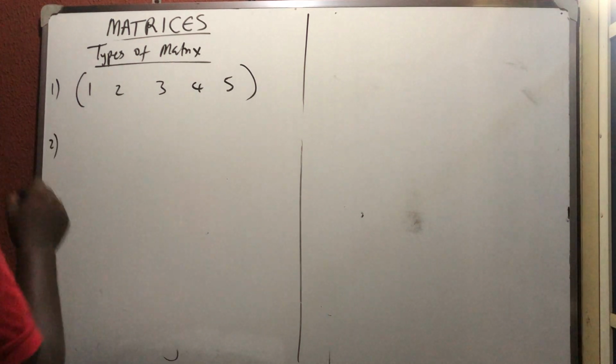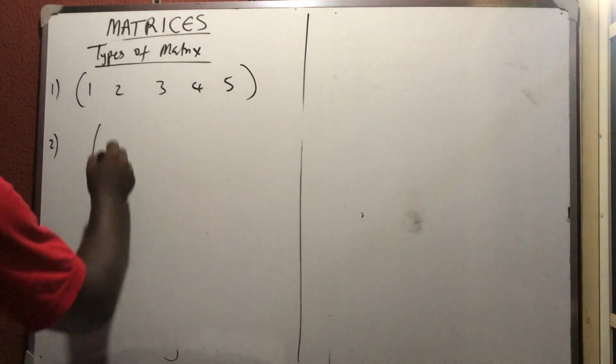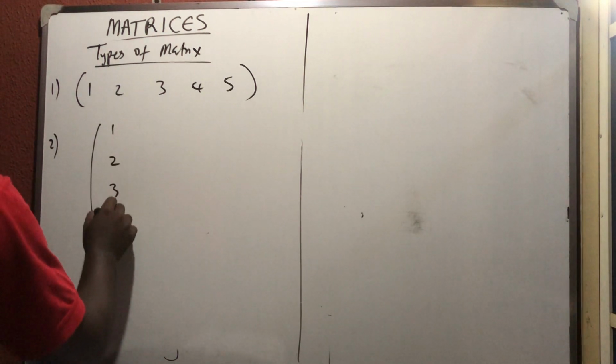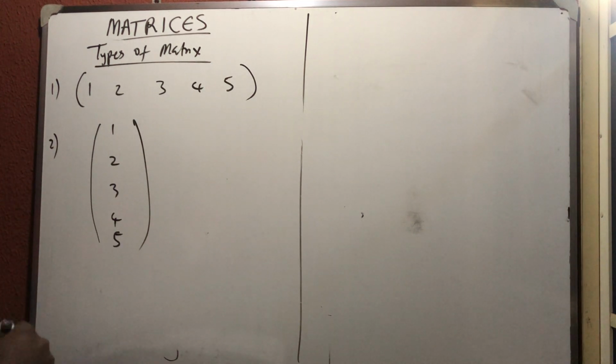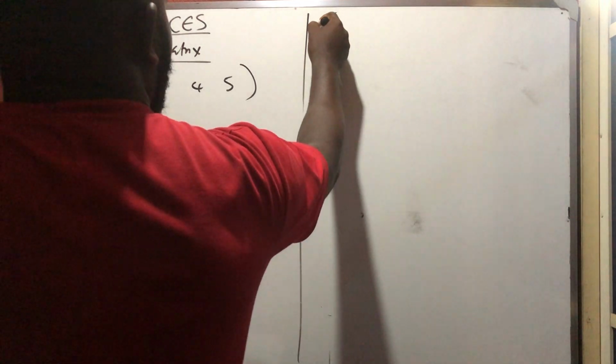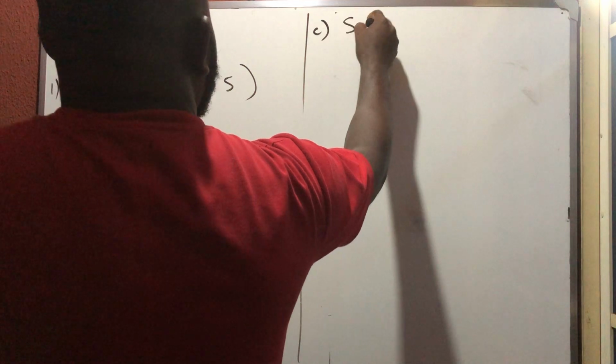Then number 2 is the column matrix, and the column matrix means that the column is going to be 1, 2, 3, 4, 5, like this. Just one column. We call it a column matrix. The next one we're going to look at is number C, the square matrix.